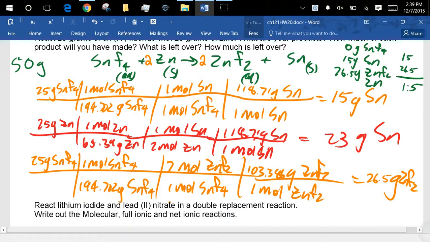Why would I use 27? I'm not at the last calculation yet, though. We can round later if we want.